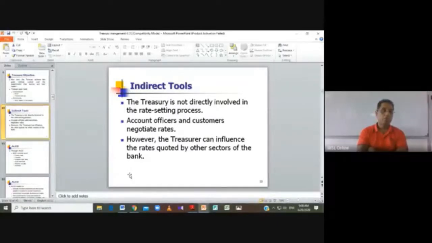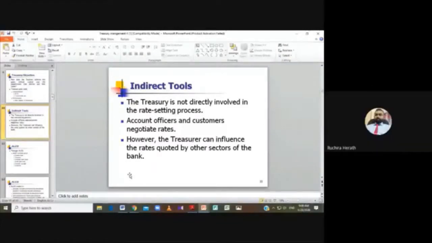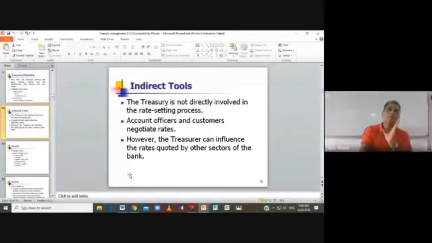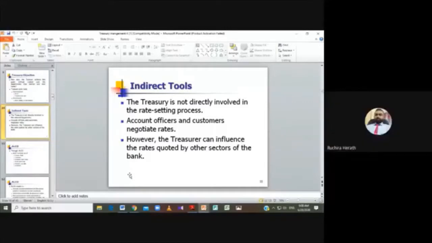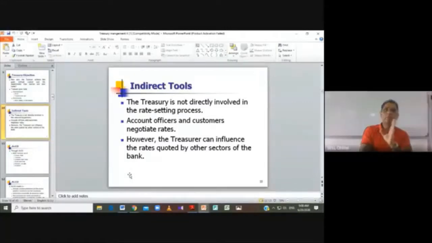So the decision on how much... your question was how much can the branch give the client, or what was the exact question? No. What is the maximum amount treasury can go up to? That depends on the market rate. The transfer pricing rate, when it's given in the morning, very rarely will the treasury change it. It will stay during the course of the day.